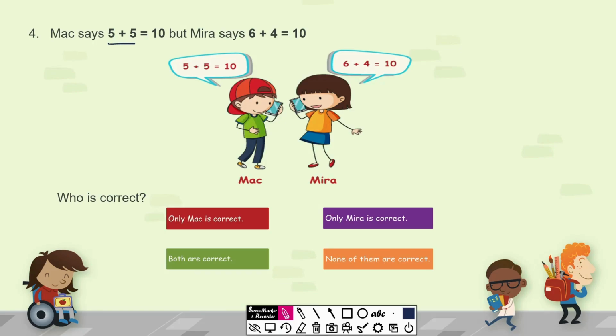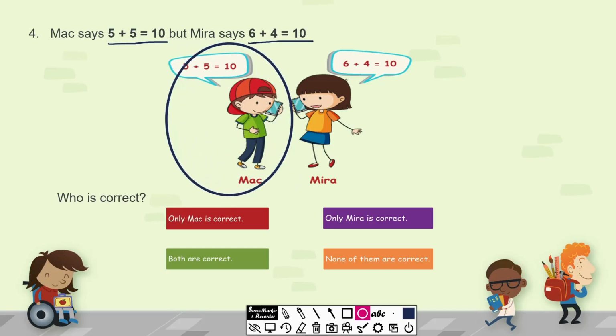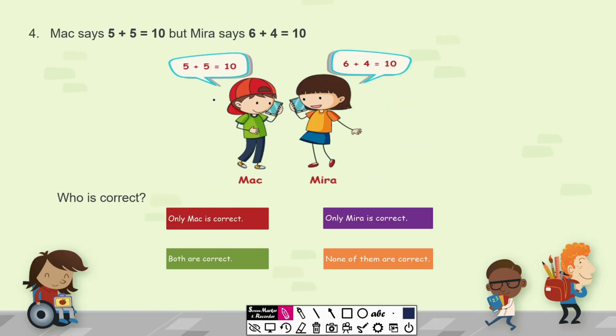Let's see the next question. Max says 5 plus 5 is equal to 10. But Meera says 6 plus 4 is equal to 10. This is Max and this is Meera. Max is saying 5 plus 5 is equal to 10, and Meera is saying 6 plus 4 is equal to 10. Who is correct? Now you'll have to find who is correct among these two cute kids.